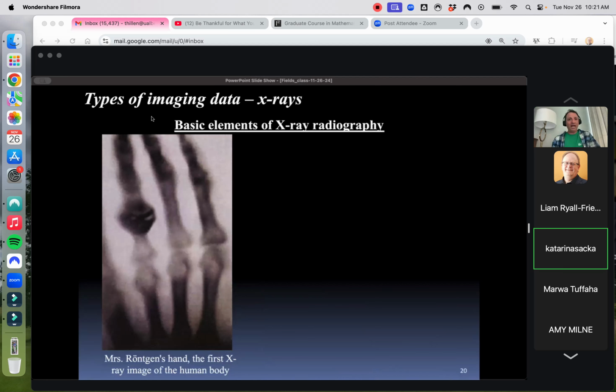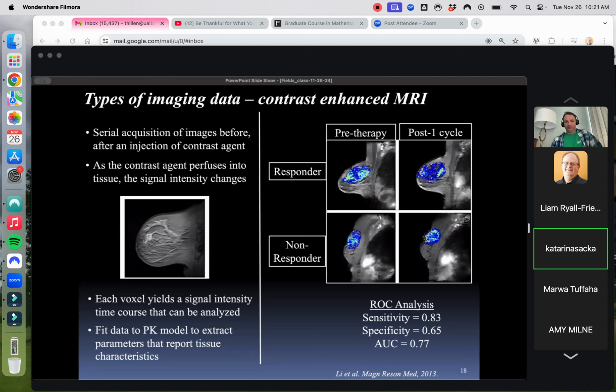Can I ask a question? Sorry, from the last slide, when you say ROC analysis and that it's like 0.77, what exactly do you mean by that? Oh, I'm sorry.